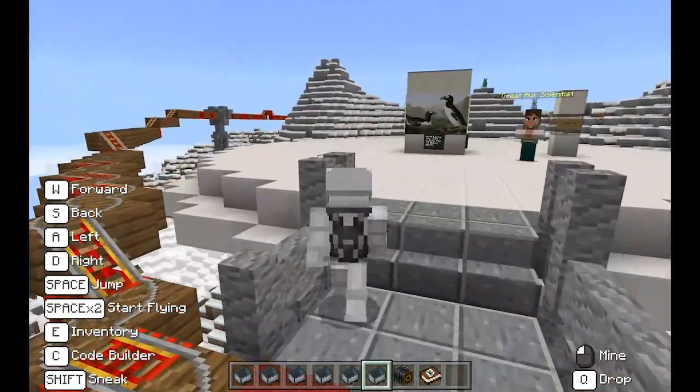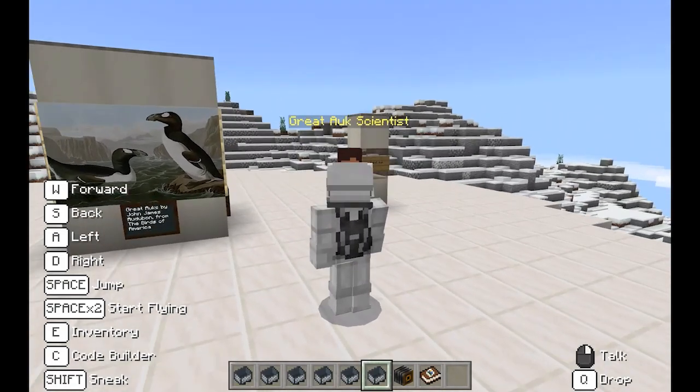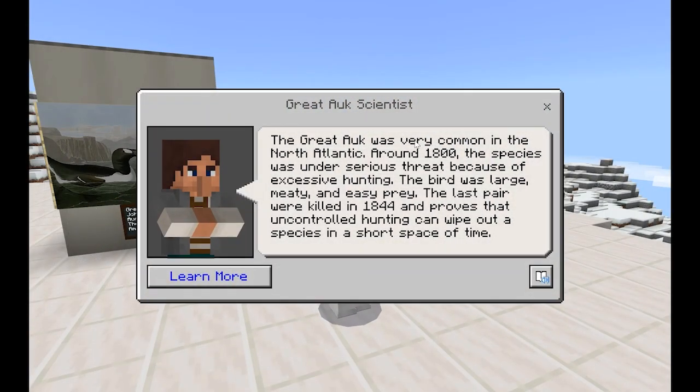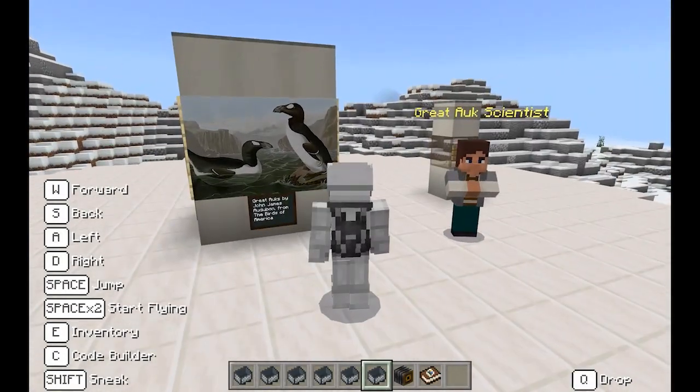This one looks crazy, kind of like a penguin. Great auk scientist, a great auk. The great auk was very common in the North Atlantic. Around 1800, the species was under serious threat because of excessive hunting. Not hunting again. The bird was large, meaty, and easy prey. The last pair were killed in 1844, and proves that uncontrolled hunting can wipe out a species in a short space of time. Ah, they're so cute.